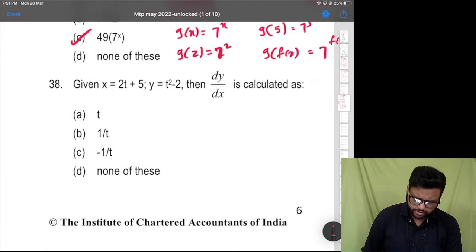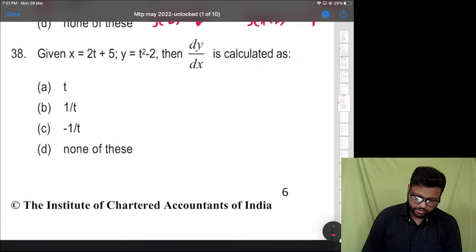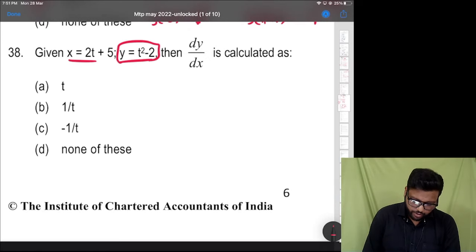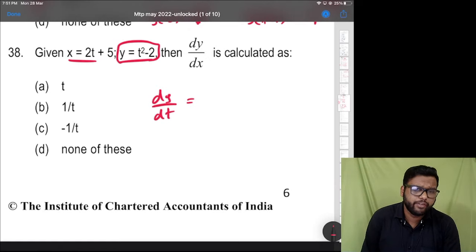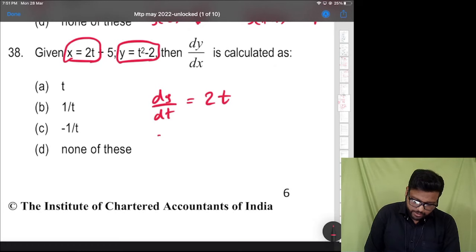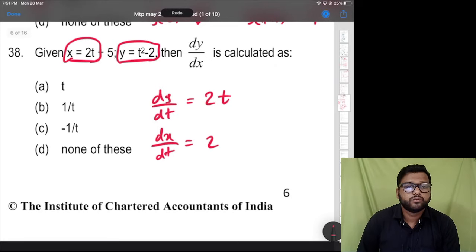Okay, good question. 38, parametric differentiation, very easy. Understand carefully. When we want dy by dx and we have x and y given separately, then let's find the derivative of y first, dy by dt. That is t square minus 2, derivative will be 2t. And let's find the derivative of this, dx by dt. So that is going to be 2t plus 5, right? So that is just 2.